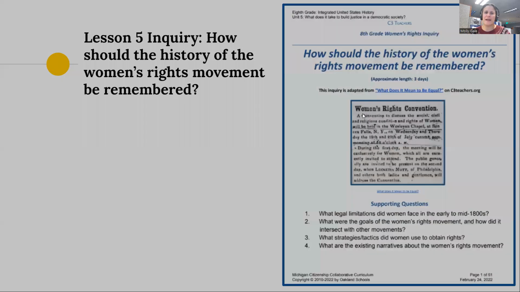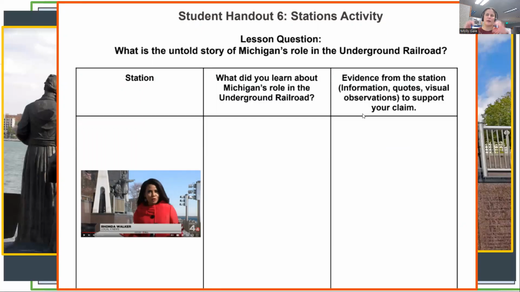We have kids at the end of that station activity think about, now that they've gathered this evidence of the hidden history, based on the responses they learned about during homework the night before, whether they think Michigan's role is hidden. Did most of their caregivers know the things that they just investigated or not? And of course, we have the students return to their unit graphic organizer at the end of the lesson.